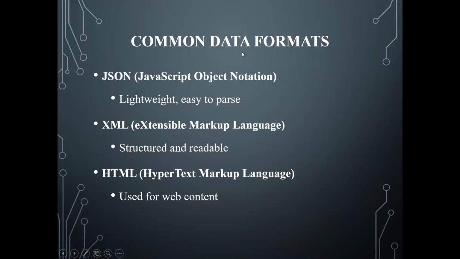So common data formats, JSON stands for JavaScript Object Notation, whereas XML stands for Extensible Markup Language, HTML stands for Hypertext Markup Language. So in terms of REST API, we can get back the response in either JSON or XML format.